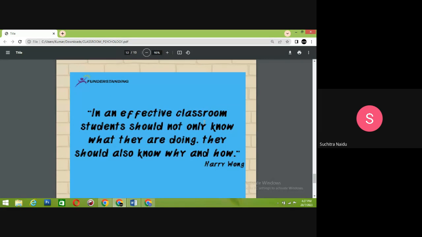Yeah, I'm going to conclude with this slide. In an effective classroom, students should not only know what they are doing, they should also know why and how. As I told you, related to the real-time situation. This is very, very important. Once they know why they are learning that concept and in which way it is helpful to them, then you don't have to worry about how your class is going to be. It will be a highly disciplined class. Thoroughly, they will understand the content that you want to deliver. That's it. I guess that was the last slide.